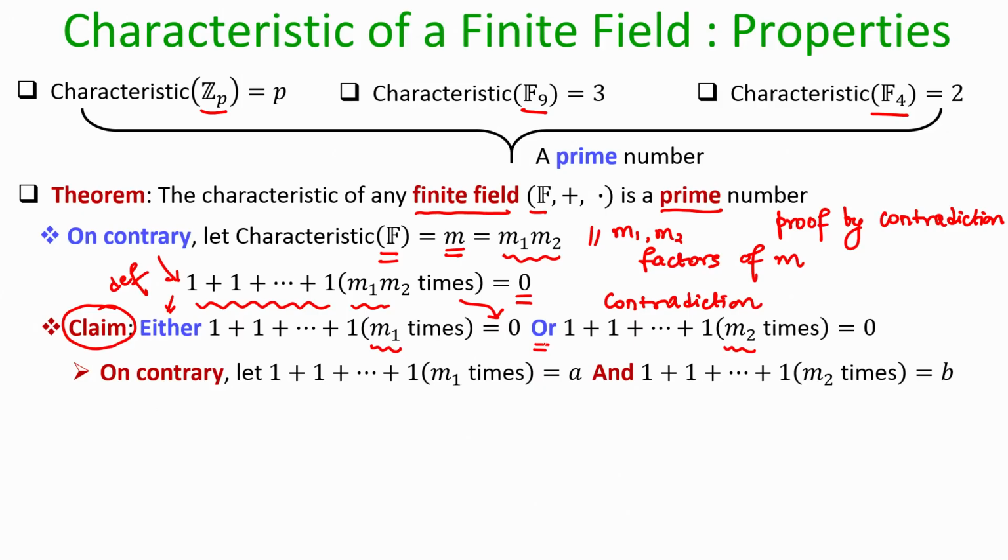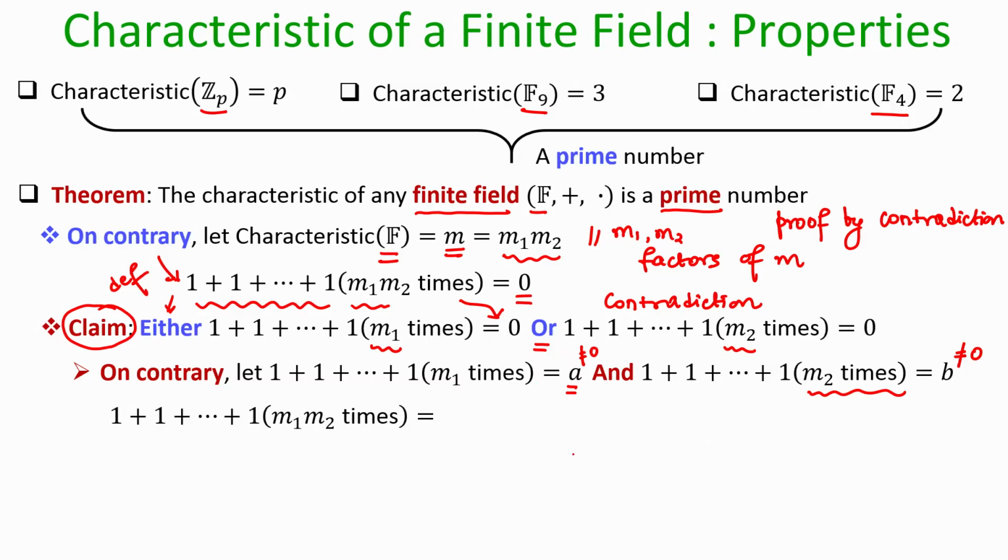So, my goal is to show that 1 added to itself m1 times or 1 added to itself m2 times gives you 0, but on the contrary assume that 1 added to itself m1 times gives you a non-zero element A, and 1 added to itself m2 times gives you another non-zero element, say B. Okay. Now, if that is the case, I have to arrive at a contradiction somehow. And how do I arrive at a contradiction?